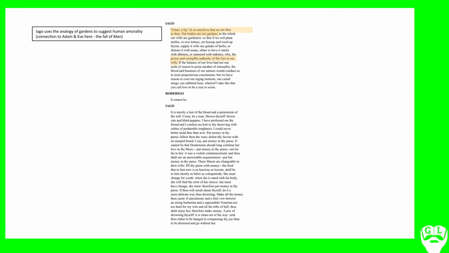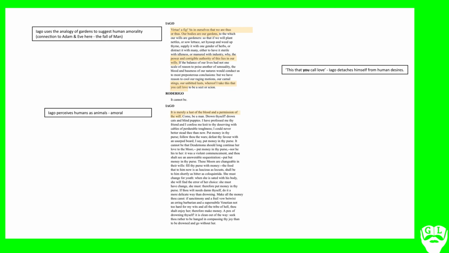He then says here, power and corrigible authority of this lies in our wills. Our carnal stings, our unbitted lusts, whereof I take this that you call love. Notice he says this that you call love. Iago detaches himself from human desires here. He makes himself sound as if he's above this kind of basic, debased argument of love itself. He says it's merely a lust of the blood and a permission of the will.